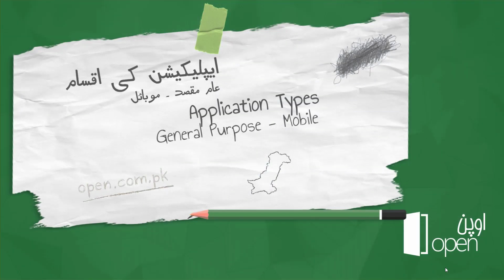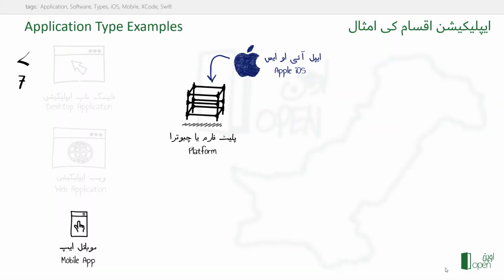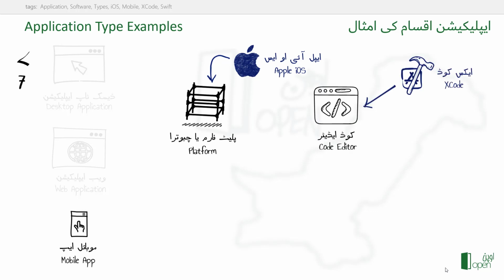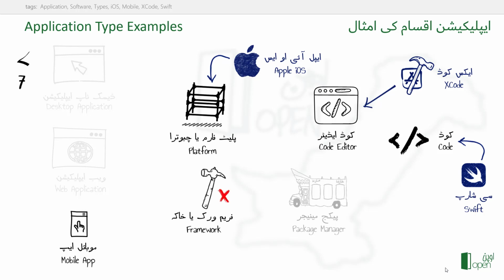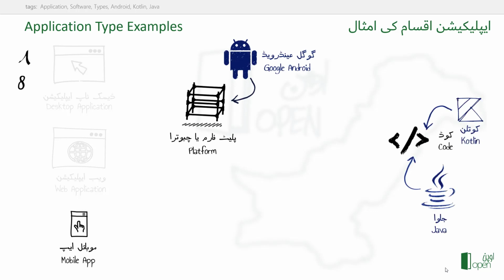The next few slides look at some examples of general-purpose mobile apps. If the developer wants to create a mobile app for an iOS device, namely an iPhone or iPad, she uses Xcode as the code editor, which uses the Swift programming language. A mobile app that needs to be deployed to a Google Android device can use either Java or Kotlin as the programming languages inside the Android Studio code editor.